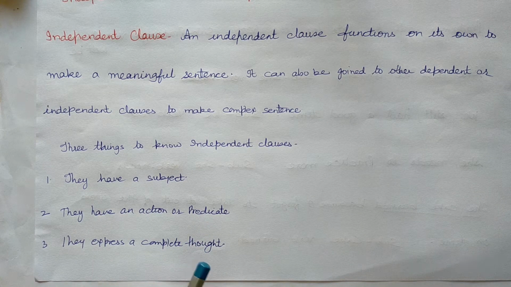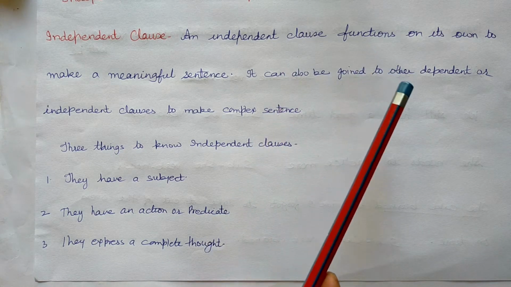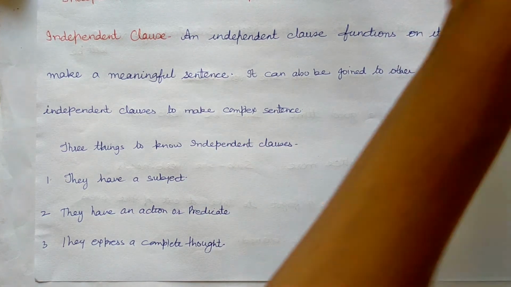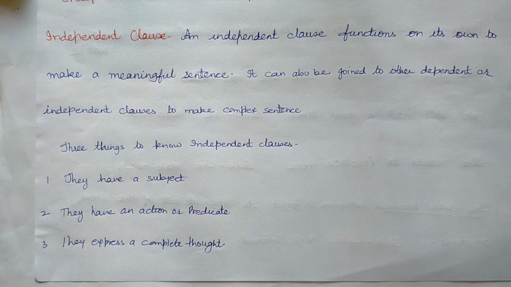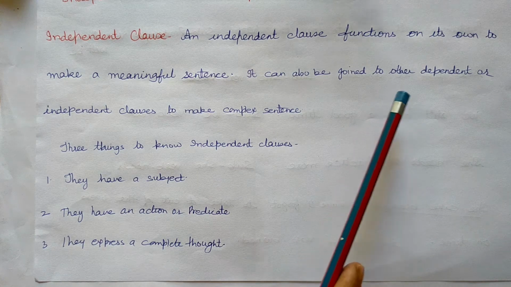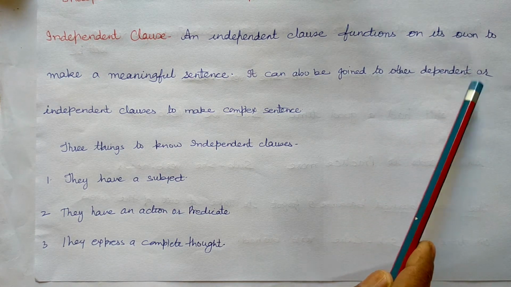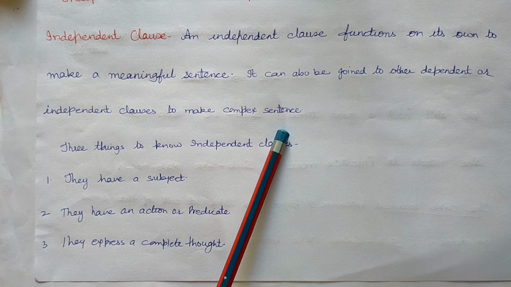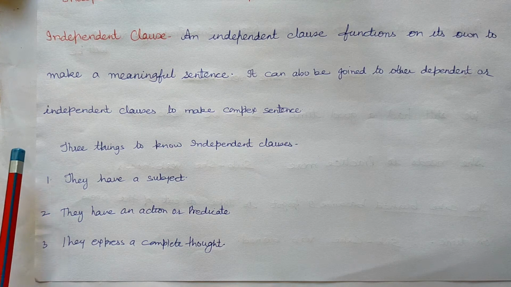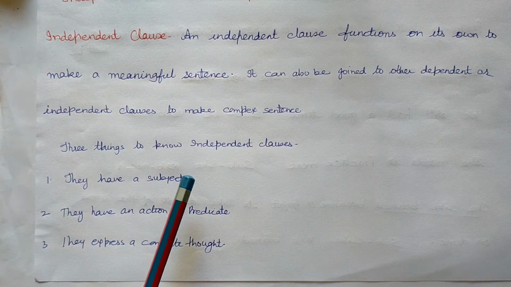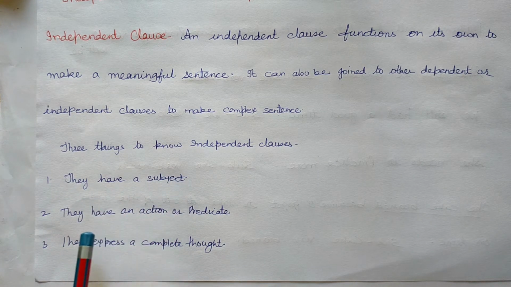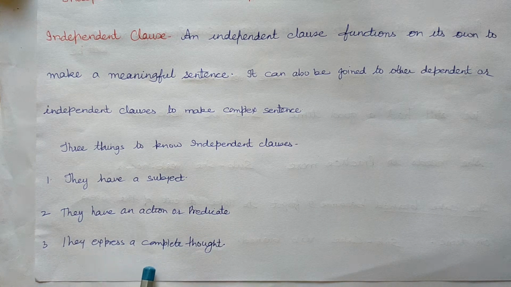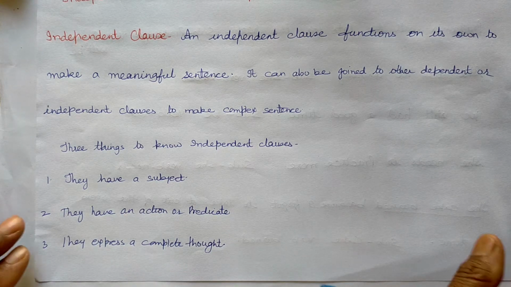So an independent clause is a clause that functions on its own to make a meaningful sentence. It can also be joined to other dependent or independent clauses to make a complex sentence. Three points to remember to identify independent clauses are: they have a subject, they have an action or predicate, they express a complete thought.